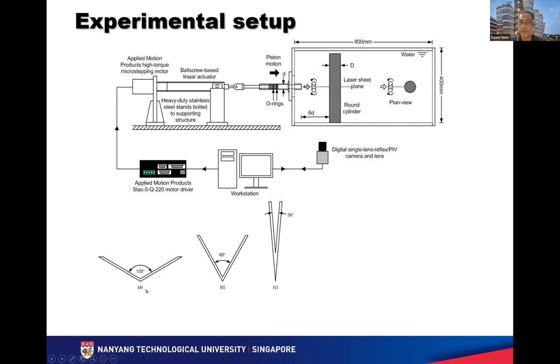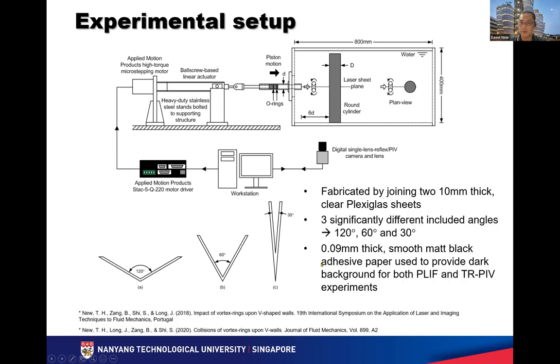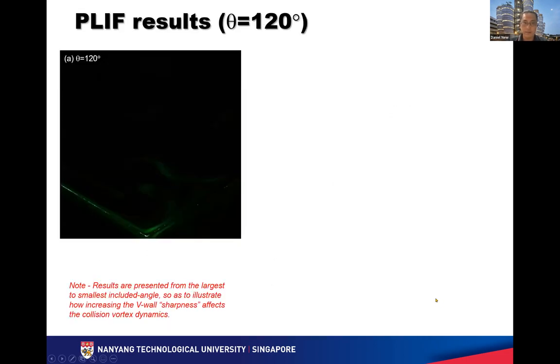We have three different included angles: 120 degrees, 60 degrees, and 30 degrees. These V-wall angles are fabricated by joining, very simply, two 10 mil thick clear plexiglass sheets. We realized that for this series of experiments, there's quite a bit of light reflection, so we had to use quite a bit of black adhesive paper to mitigate the reflections here and there. Let's move on to the visualizations.